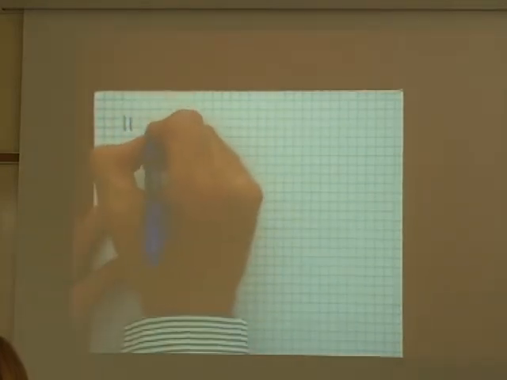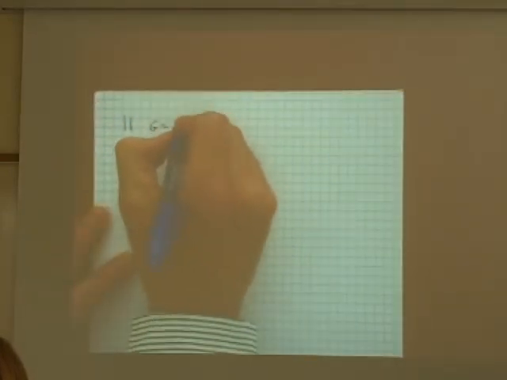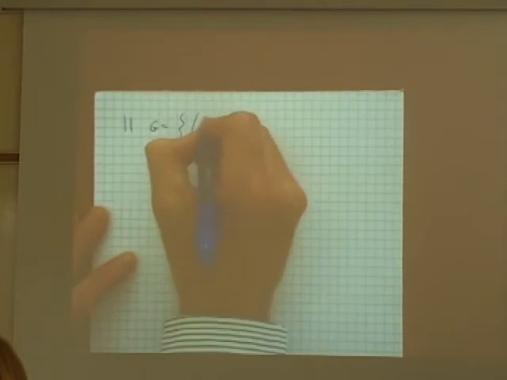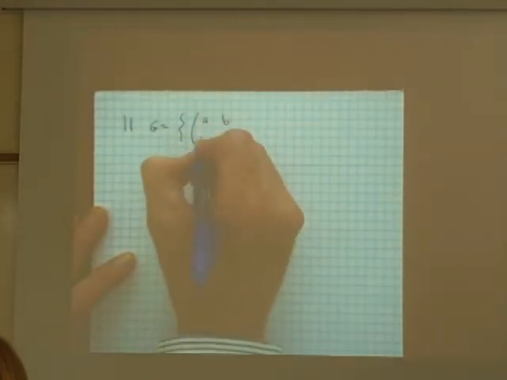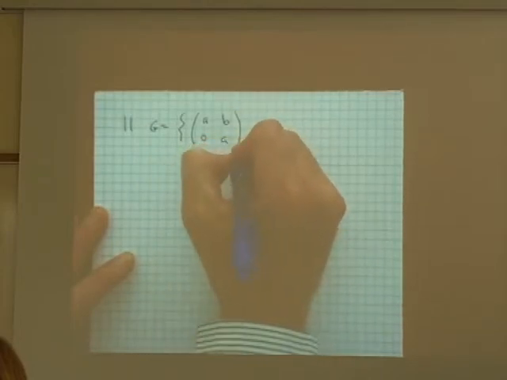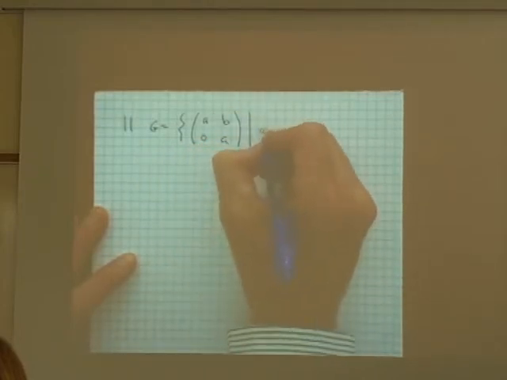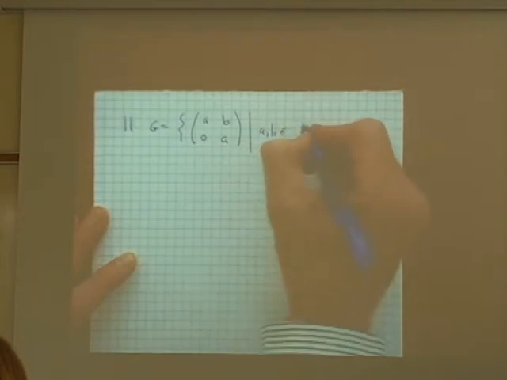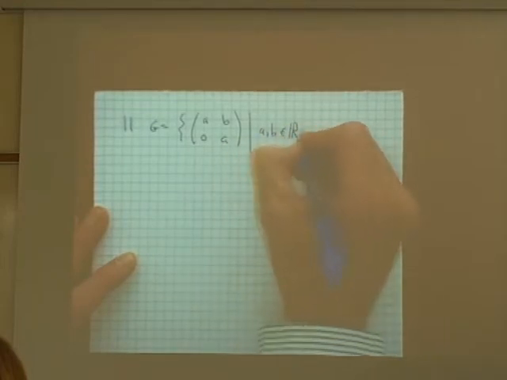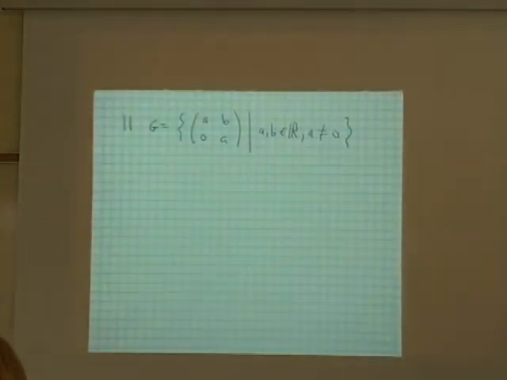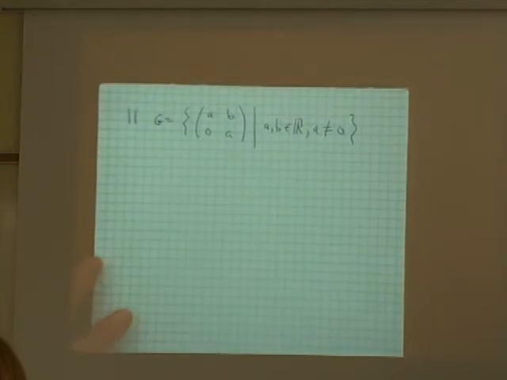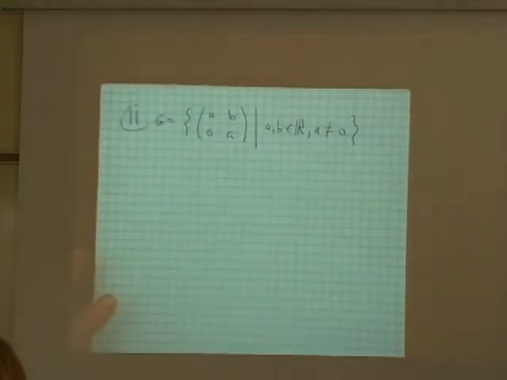Same section, number 11. Let G be the set of all matrices of the form A, B, 0, A, such that A and B are real numbers, and A is not 0. I want to show that that's a subgroup of the general linear group 2.